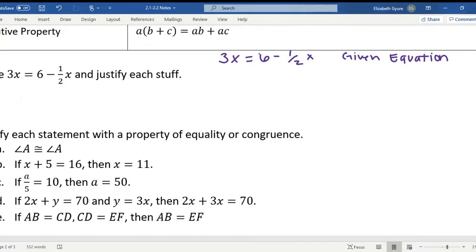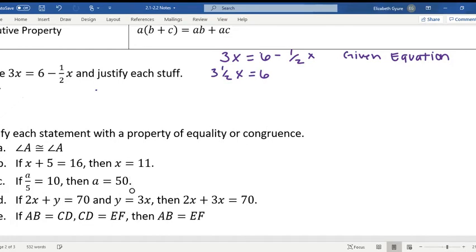For me, I like to get all my x's on one side, so I'm going to add 1/2 x to both sides to get 3 1/2 x equals 6. Since I added 1/2 x to both sides, that is the addition property. I don't mind if you abbreviate property, but you do need to write it, because doing the addition property is different than just basic addition, right? You can just add any two old numbers you want together. Addition property specifically says you're adding something to both sides of the equal sign.